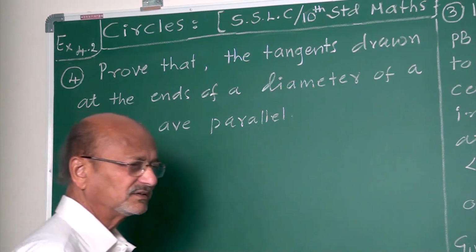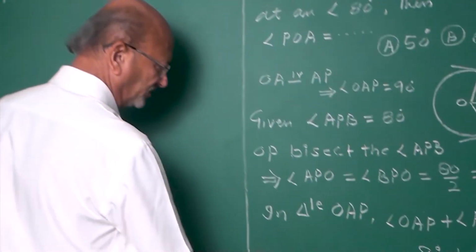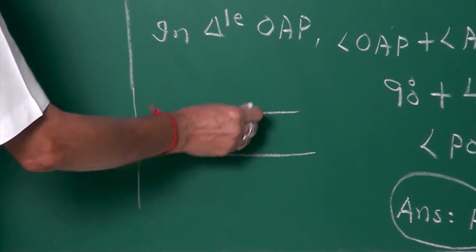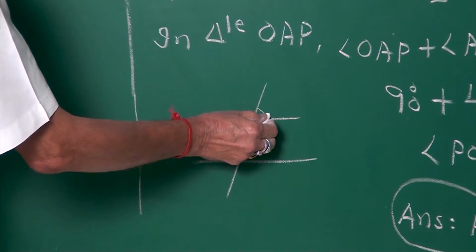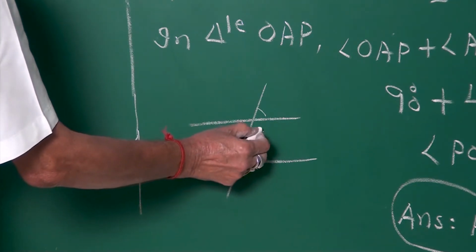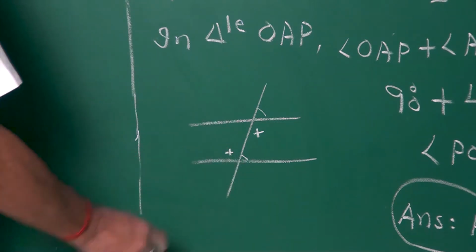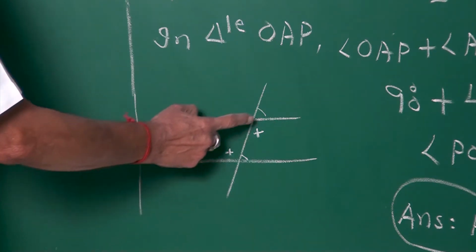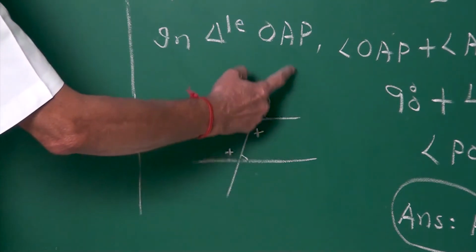Just, my friends, I want to remind you, these are two parallel lines. If a line cuts these two parallel lines, what are these? Corresponding angles. What about these? These are alternate angles. If the alternate angles are equal, the lines are parallel. If the corresponding angles are equal, lines are parallel. Have this in mind.